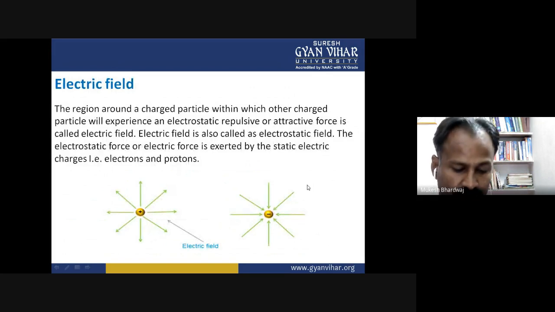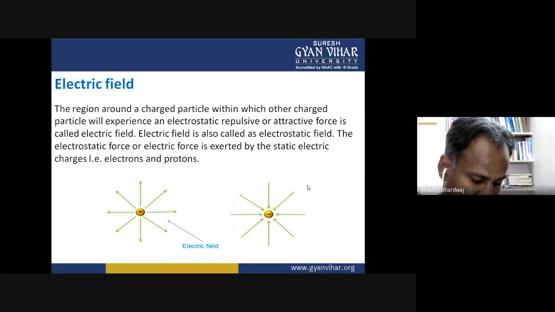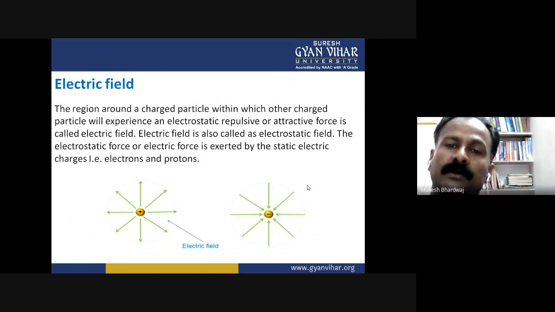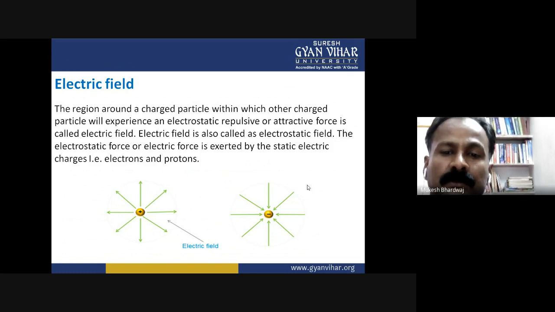Now, before moving to electric field, which is the next topic, in continuation to Coulomb's law, Coulomb's law in vector form is of great importance.